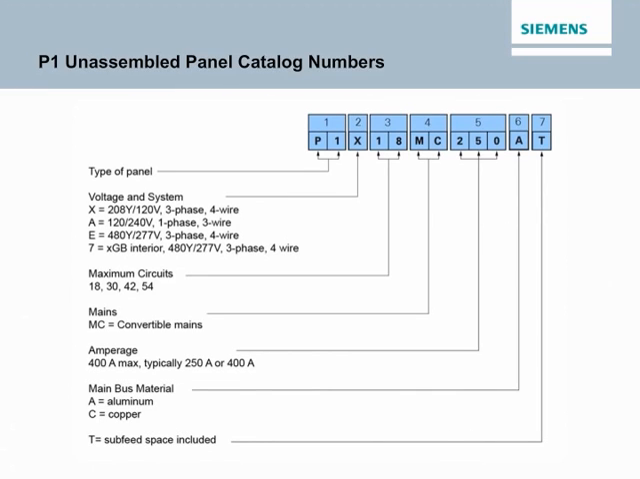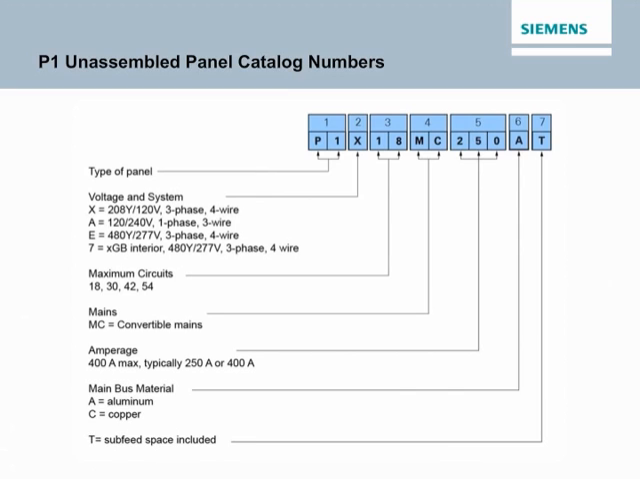Because less information is needed to specify a P1 unassembled panel board, a simpler 7-part catalog number is used. As shown in the accompanying graphic, Part 1 shows that this is a P1 panel, Part 2 shows the voltage in the system, Part 3 shows the maximum number of circuits, Part 4 shows that the mains are convertible from main lug to main breaker, or vice versa. Part 5 shows the maximum continuous current rating or amperage rating. Part 6 shows the main bus material, and Part 7 shows that subfeed space is included.